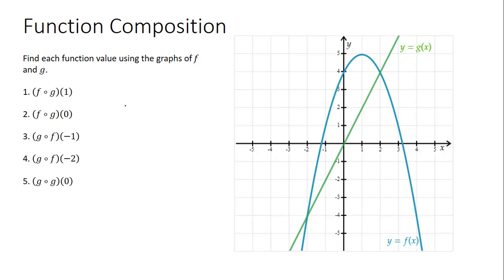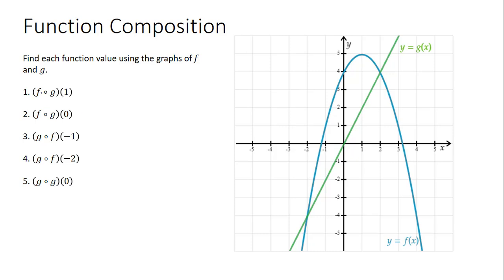In this video, we're going to use graphs to find the composition of two functions. We're given our function f, which is a quadratic function, or the graph of a parabola, and our function g is a linear function, or has a graph of a line.